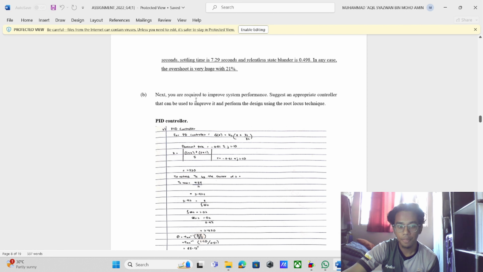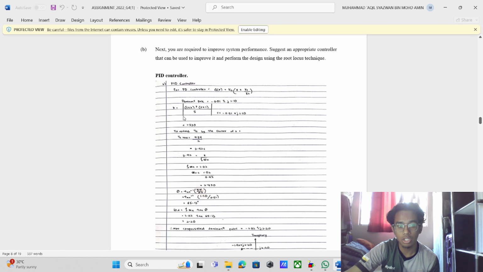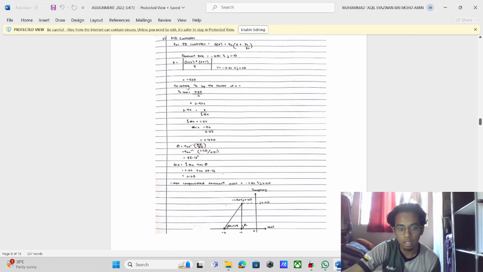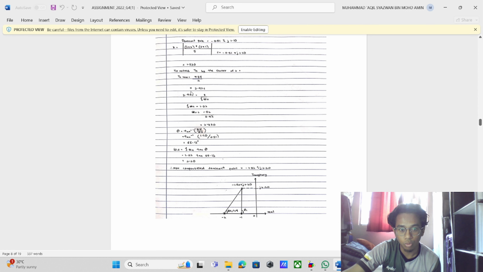So for today, I want to explain question B, question C, and question D. At question B, we want to improve the system performance, so we suggest we use the PID controller. For the calculation, first of all, we use the PD controller, which is K2 multiplied by S plus K1 over K2. So we get the minimum pole is -0.5 plus minus j1.10. So we get zeta equal 1.530. To reduce Ts by the factor of 2, Ts new we get 3.92 s.